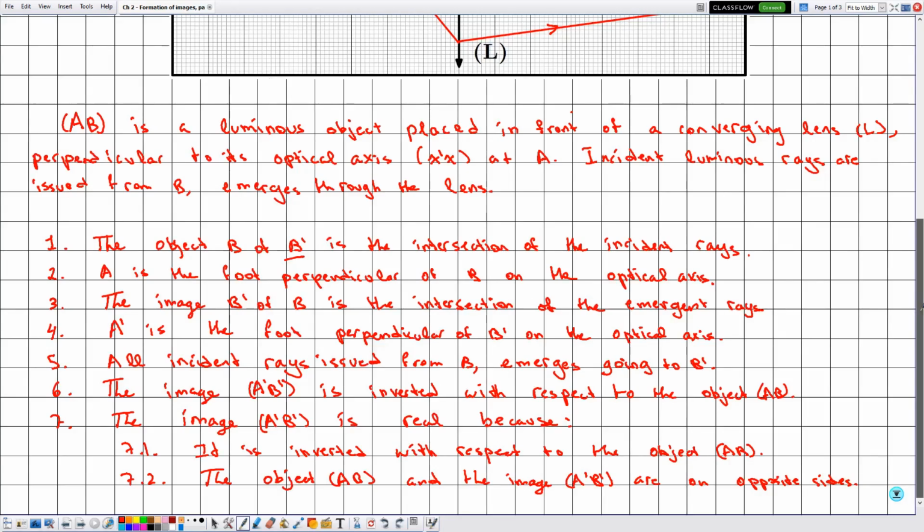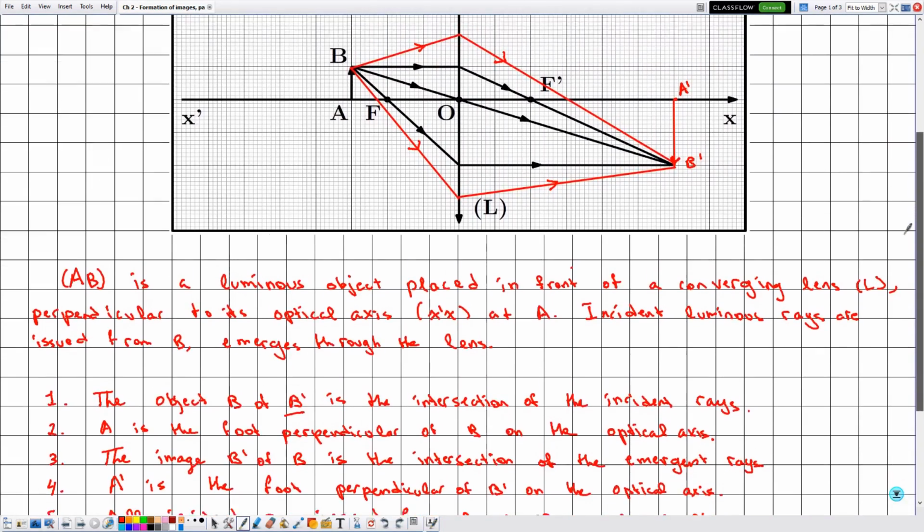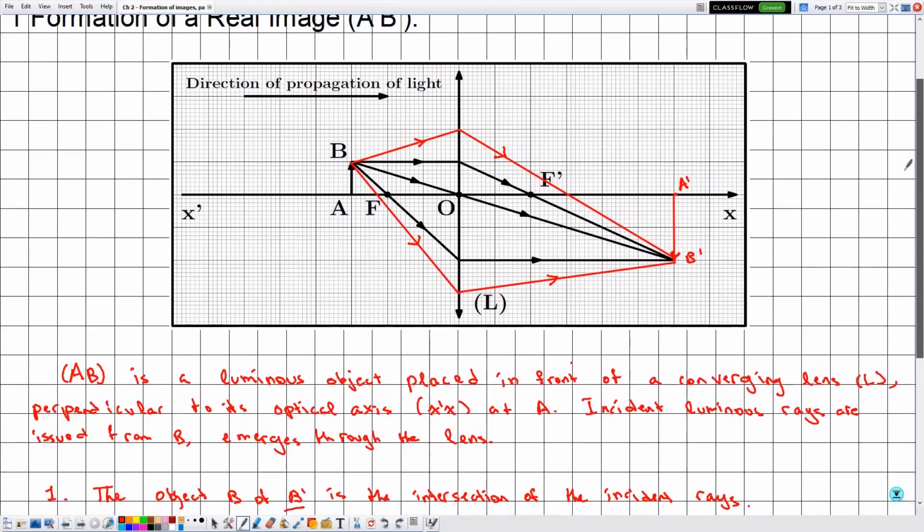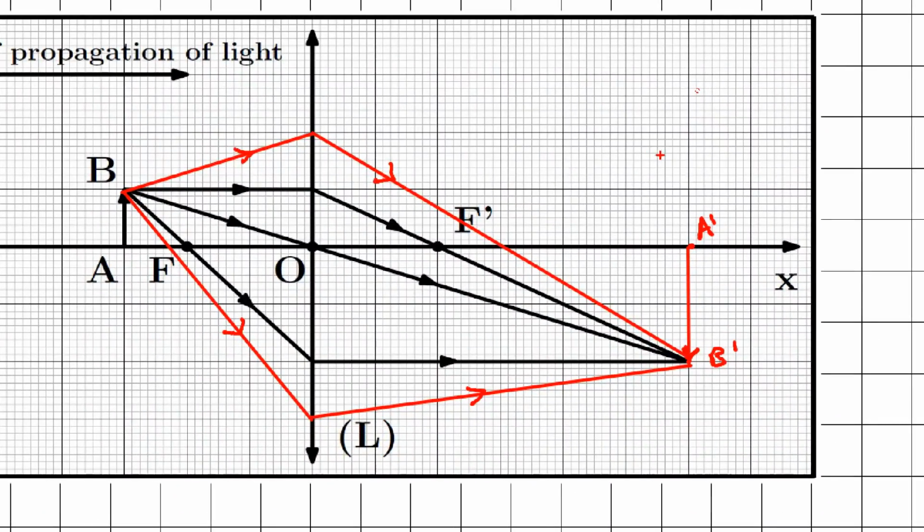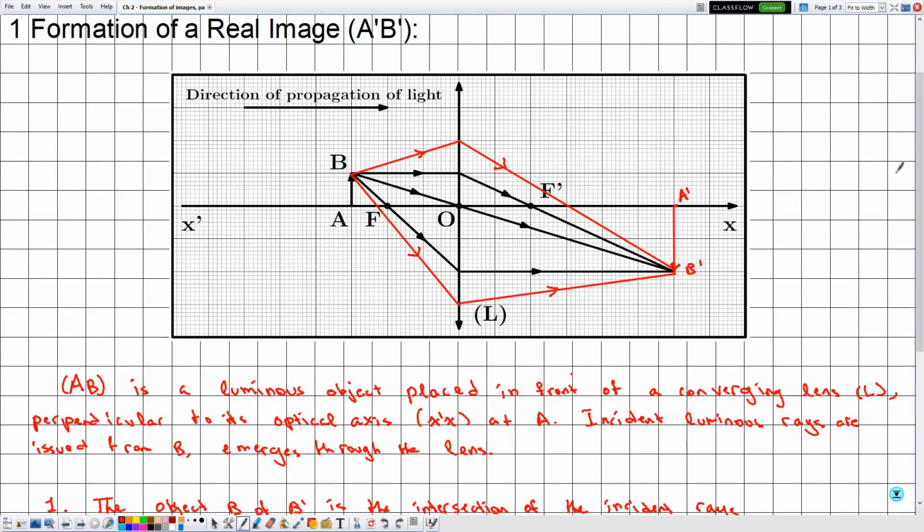So I repeat, the image here in this case is real because of two reasons. The first one is that the image A prime B prime is inverted with respect to the object AB, and the second one is that the object AB is in front of the lens and the image A prime B prime is behind the lens, which means that the image and the object are on opposite sides, therefore the image is real. Okay, so this is the formation or the construction of a real image.